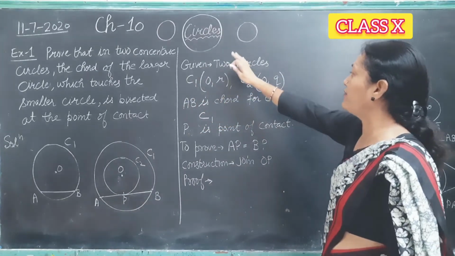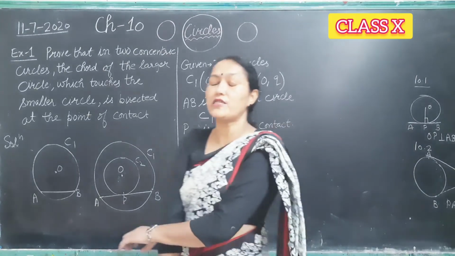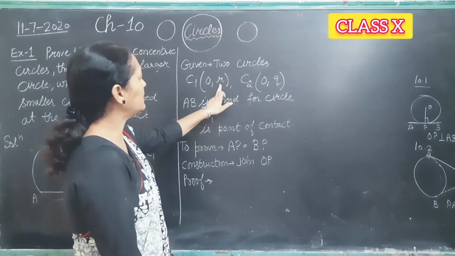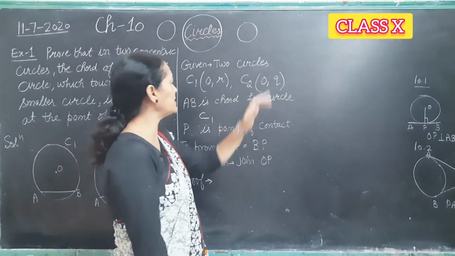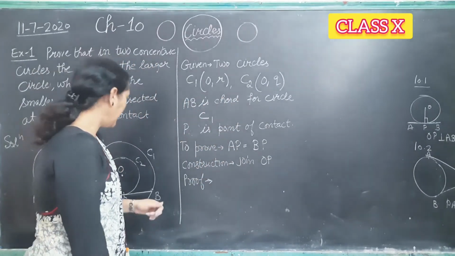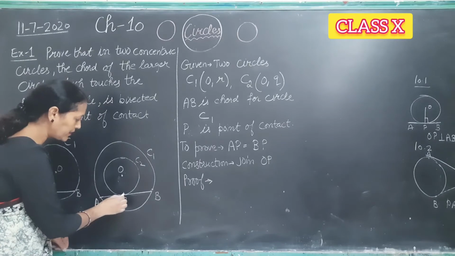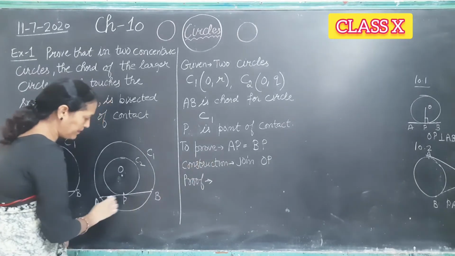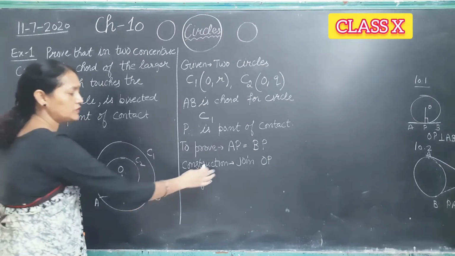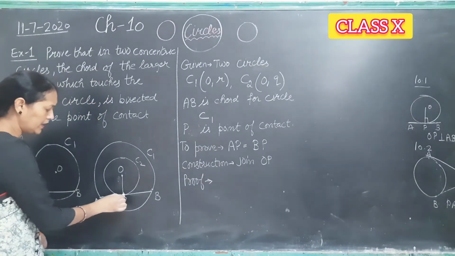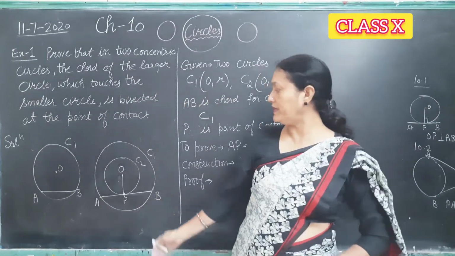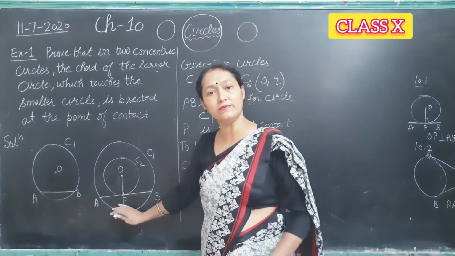So I have given two circles C1 and C2 having the same center O and different radii. One has radius R and the other has radius Q. AB is a chord for the bigger circle, and P is the point of contact. We have to prove that AP equals BP. We will have to join OP. Now see, AB, which is a chord for the bigger circle, has become a tangent for the smaller circle.